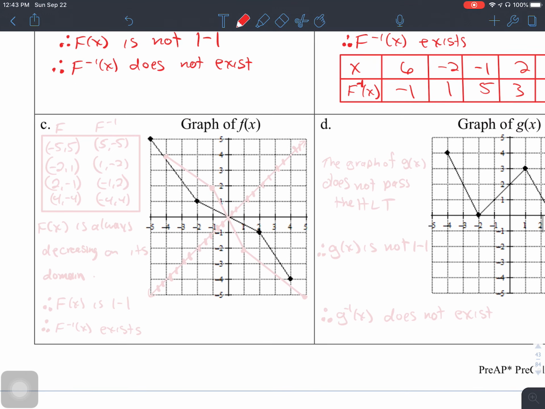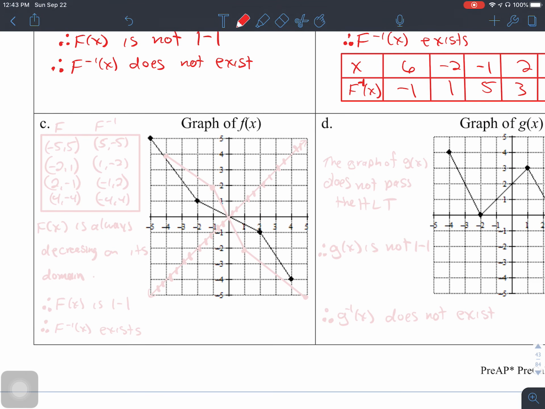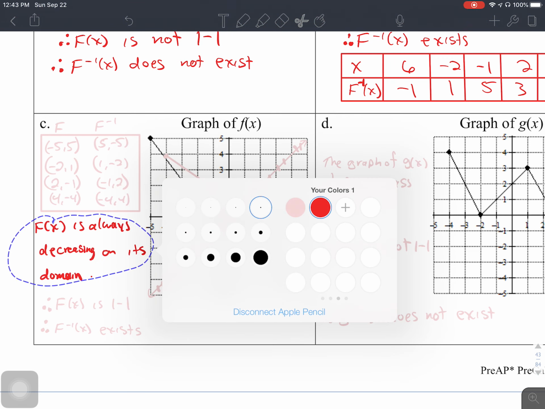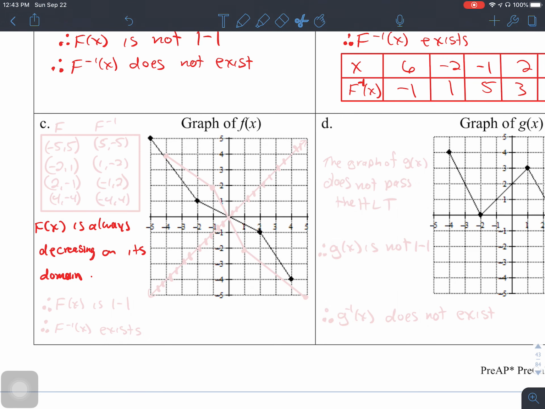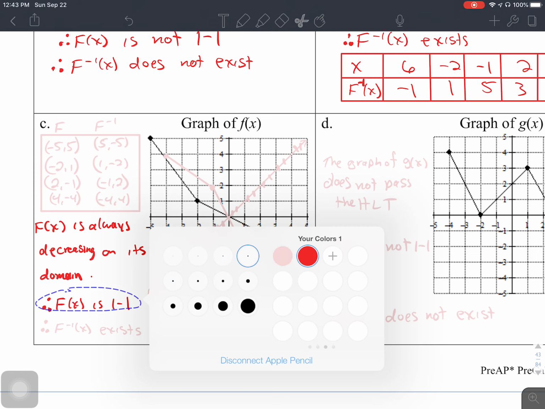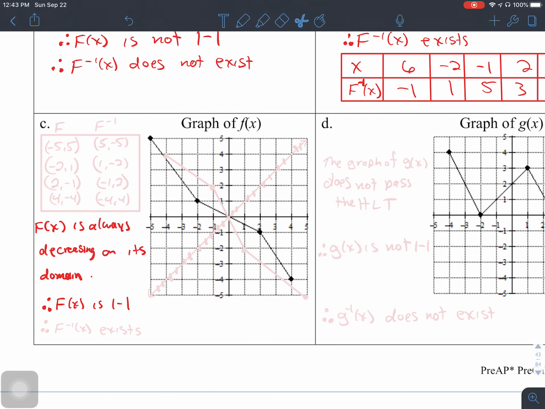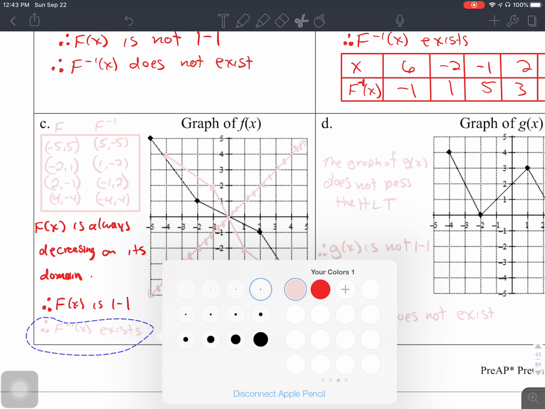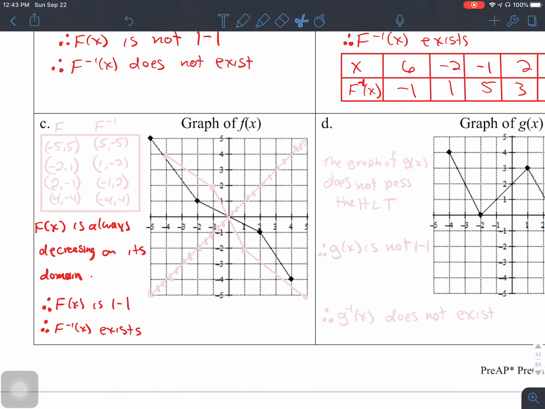C, we are given this graph, and we're supposed to determine, does it have an inverse? And to first decide that, we need to figure out, is it one-to-one? So here's a fact. This graph is always decreasing on its domain. As you go left to right, we're going down the entire time. If it's always decreasing on the domain, that means this little fella is one-to-one. If it's one-to-one, then f inverse must exist.